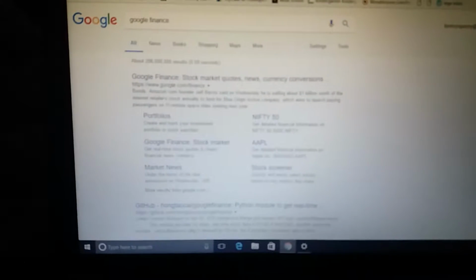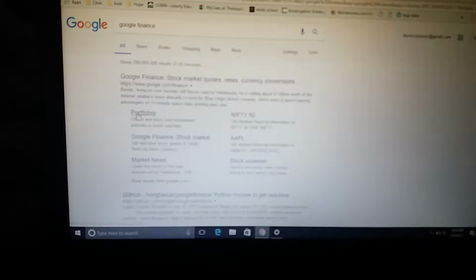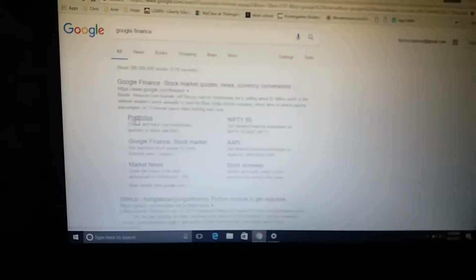Okay, now that your Google Finance is up and you have your stock market quotes, you're going to come up here and go down to Portfolio. Click your portfolio. It should be empty unless you've already done it. If you have not already done this, this is what we're doing today. We are adding your stocks to your portfolio.